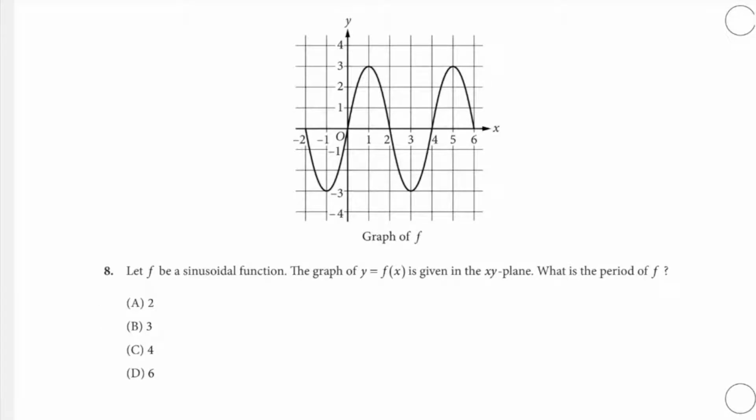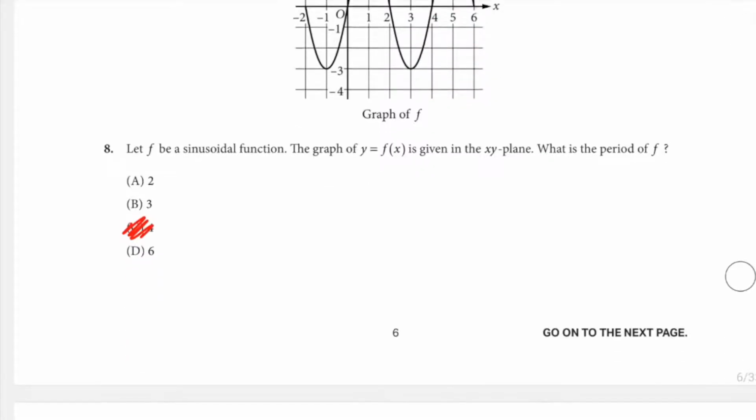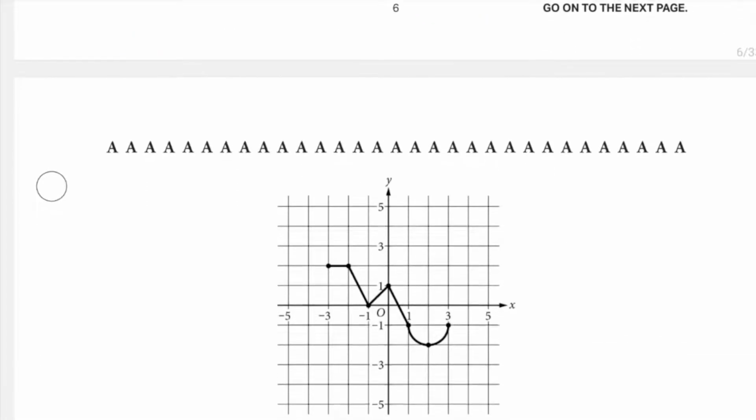So let f be a sinusoidal function. The graph of y equals f of x is given in the xy plane. What is the period of f? So we're going to measure that one top to top, 1 to 5, that's 4. Ooh, I liked that problem. Yeah, that one was good.